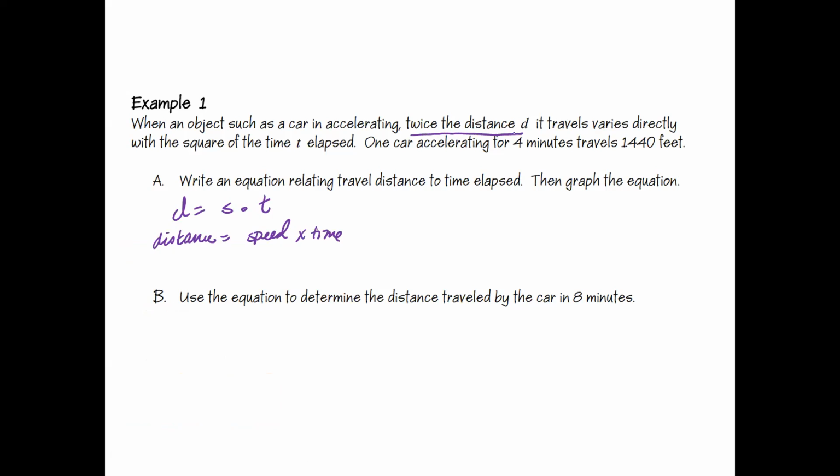It says twice the distance d it travels varies directly, and if it varies directly, it's y equals k times x, with the square of time, so t squared. One car accelerates for 4 minutes, and it travels 1,440 miles. What's the distance?